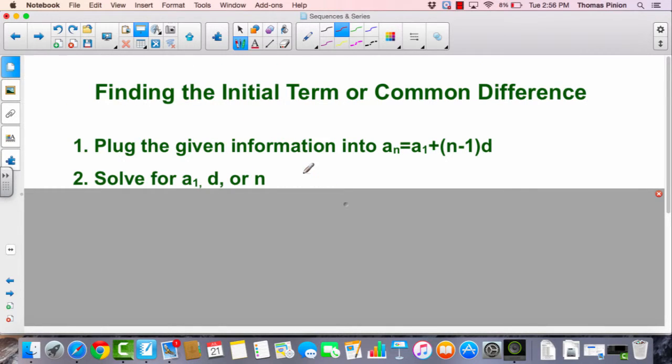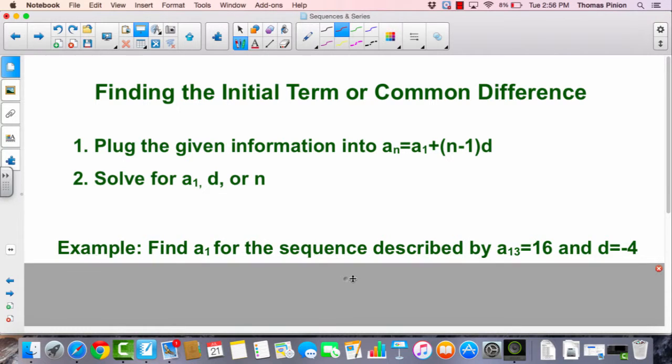Now, finding the initial term or common difference. Plug the given information into your general explicit formula, and then solve for a sub 1, d, or n. Now I want you to realize that when we're finding that initial term or that common difference, or also the nth position, the number of that nth term, you must only have one unknown. If you have two unknowns, you are incorrect in what you're plugging in. You're missing something. There's something else somewhere that you can plug in. Because if you only have one equation, you can only have one unknown in order to be able to solve for it.